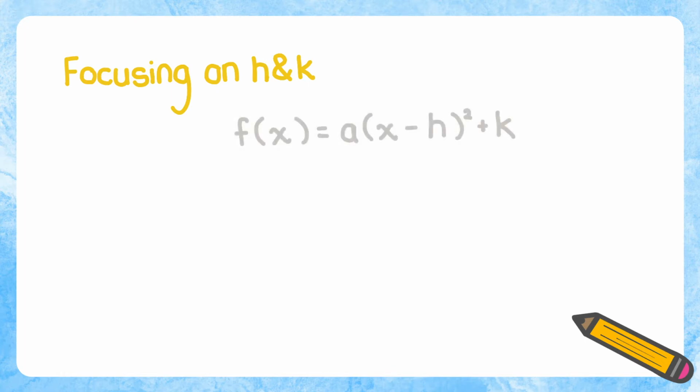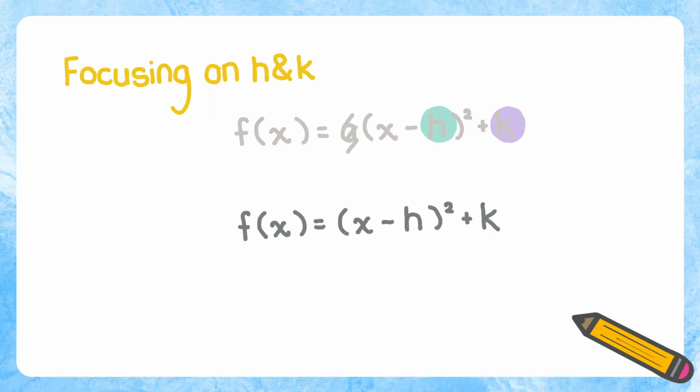Remember, the vertex form of a quadratic function is f of x equals a times x minus h quantity squared plus k. But today, we're focusing on h and k. We're still ignoring a for now. So the general form for this lesson will look like this: f of x equals x minus h quantity squared plus k.